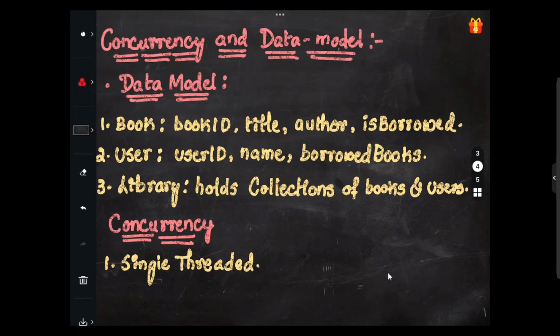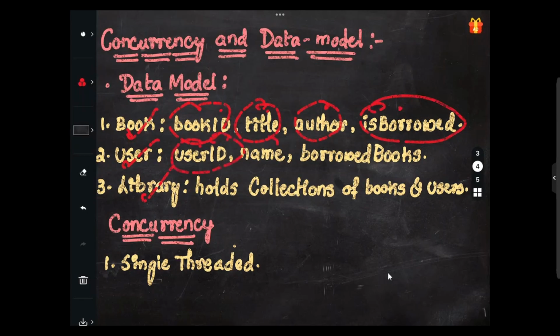These two things. Next, let's move on with the concurrency and the data model. For the data model, we'll be going with Book, User, as well as Library. Book consists of book ID, title, author, as well as is_borrowed. User has a user ID, a username, and the books borrowed by that particular user. Library holds the collection of books and users, quite obviously.